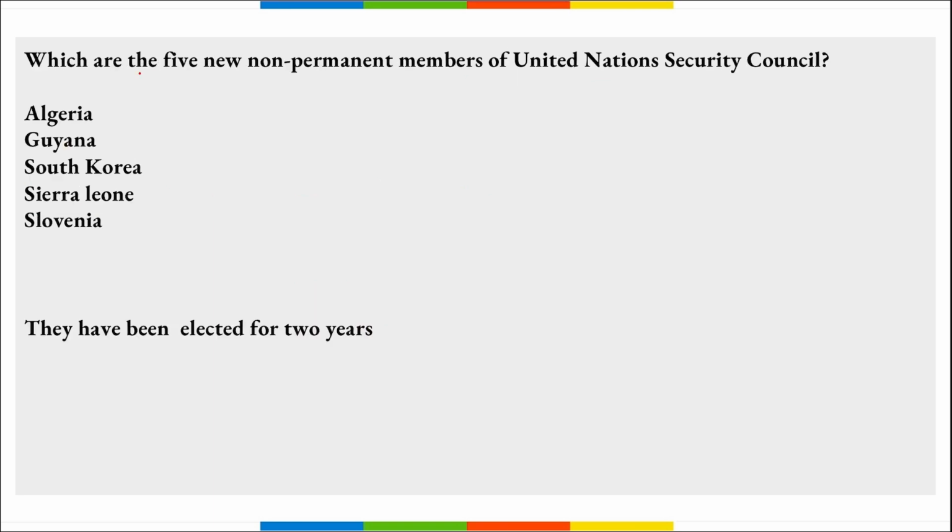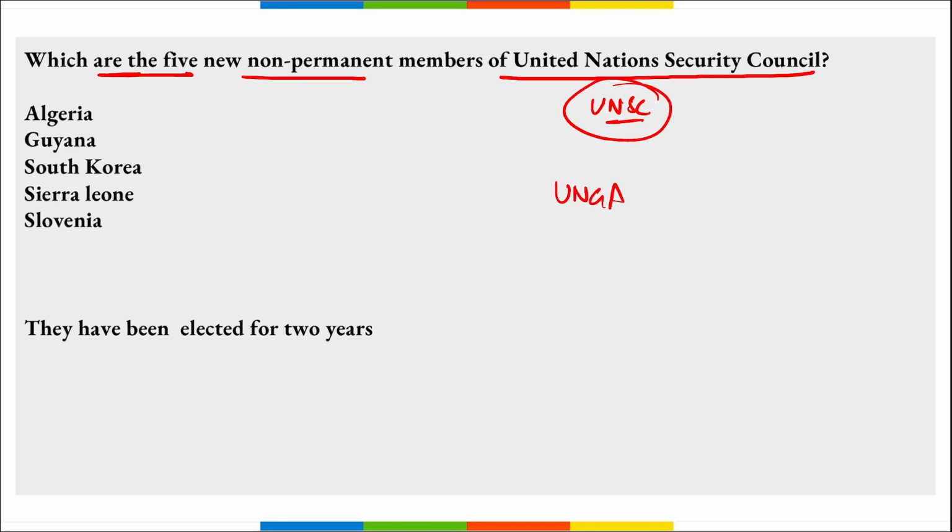Moving on to the next question. Which are the 5 new non-permanent members of United Nations Security Council? Right? So who have become the new 5 members of United Nations Security Council? See, before this, which organization elected 5 new countries to become the non-permanent members of United Nations Security Council? It will be your United Nations General Assembly, right? It was UNGA that elected 5 new non-permanent members, which are they? Algeria, Guyana, South Korea, Sierra Leone, and Slovenia. These are the 5 countries that have been appointed as the non-permanent members of Security Council, right? What will be their term period? They have been elected for 2 years, right?